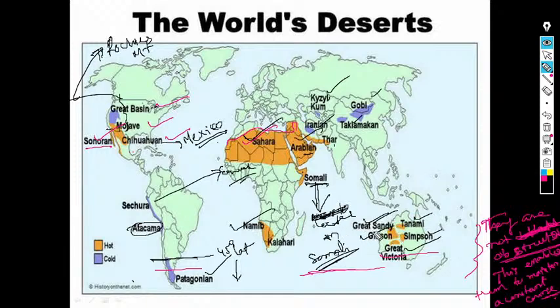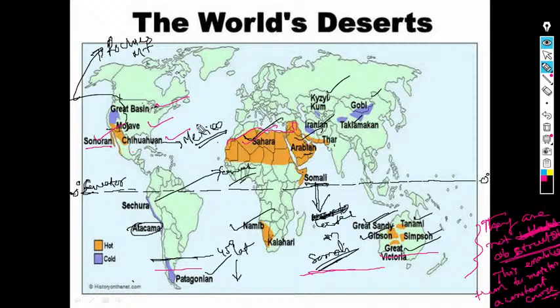Then if you see the Great Sandy, all are. If you are confused, I am dividing the earth. The equator goes here, and the Amazon river passes through. We know this is 0 degree. This is the equator. Right? This is the equator. Alright?